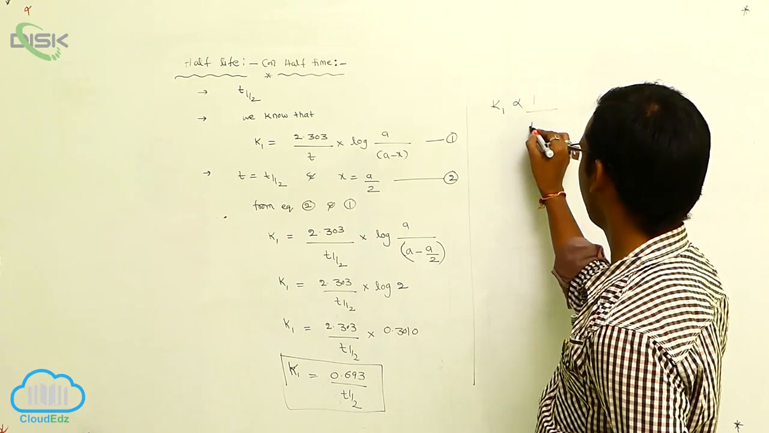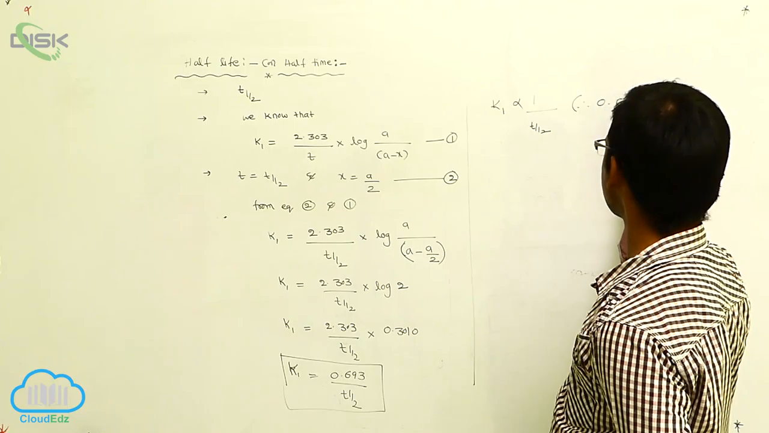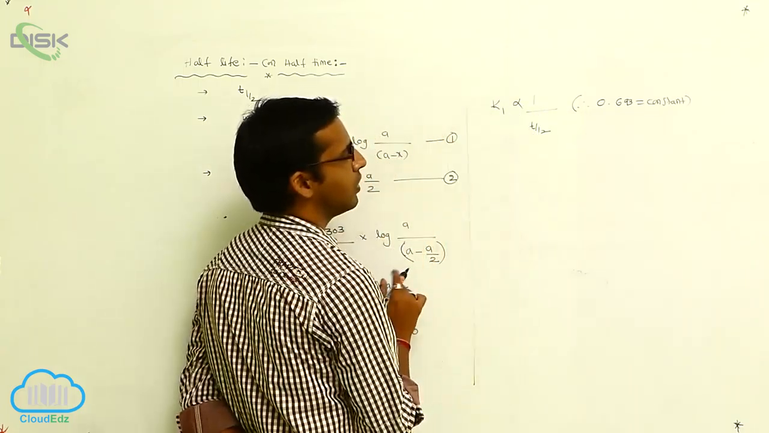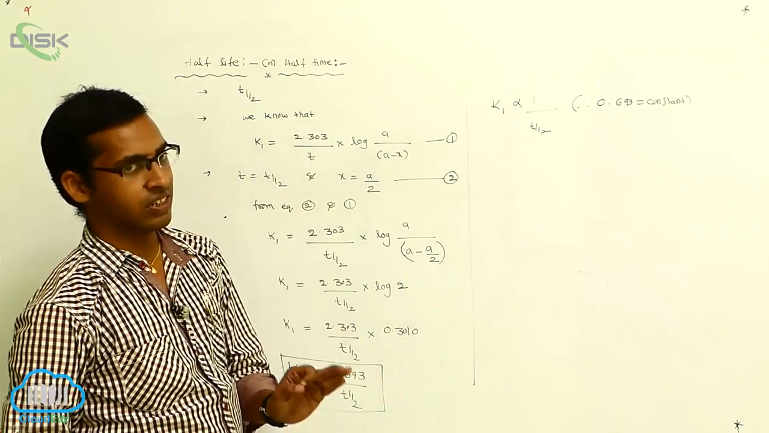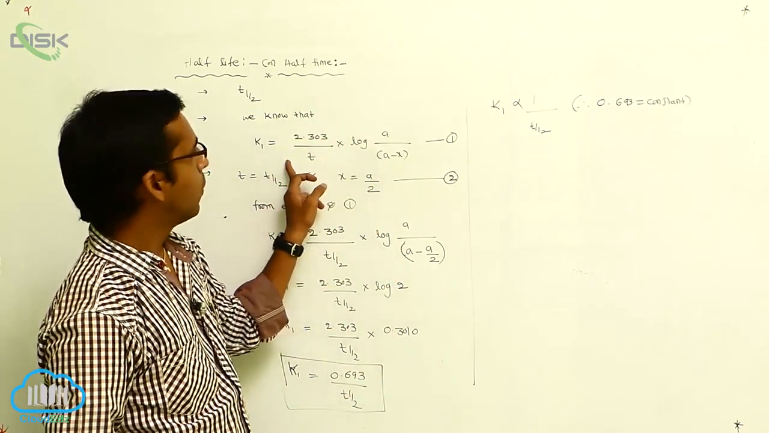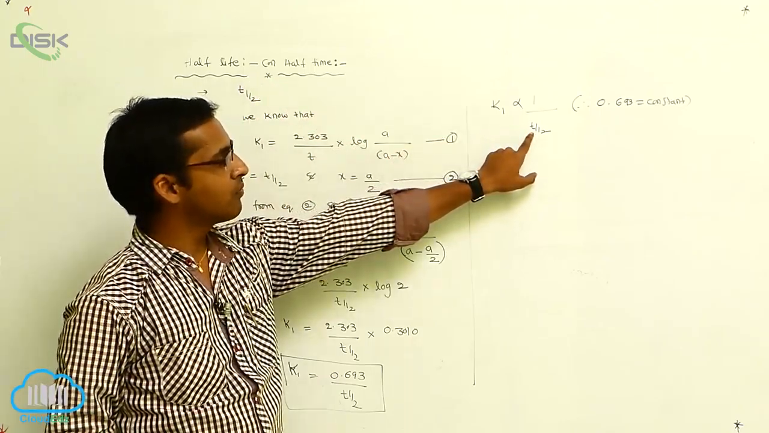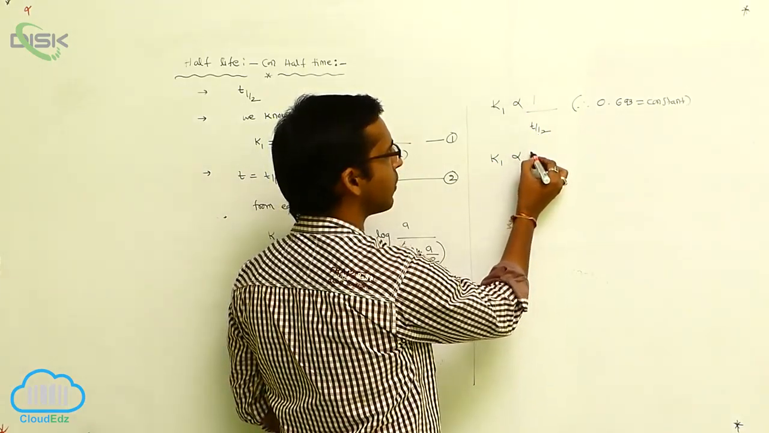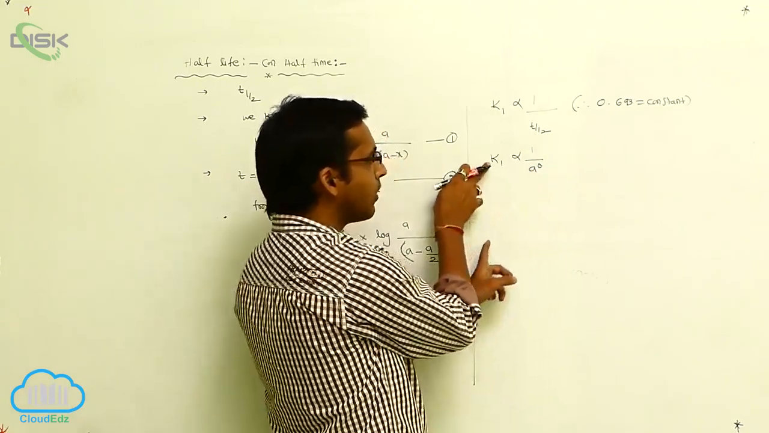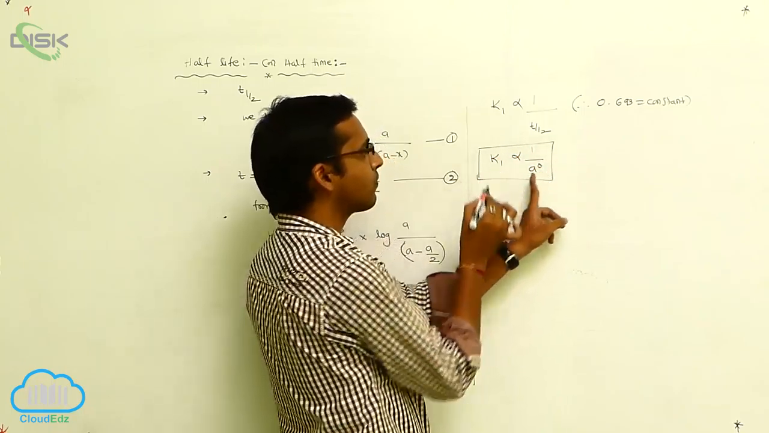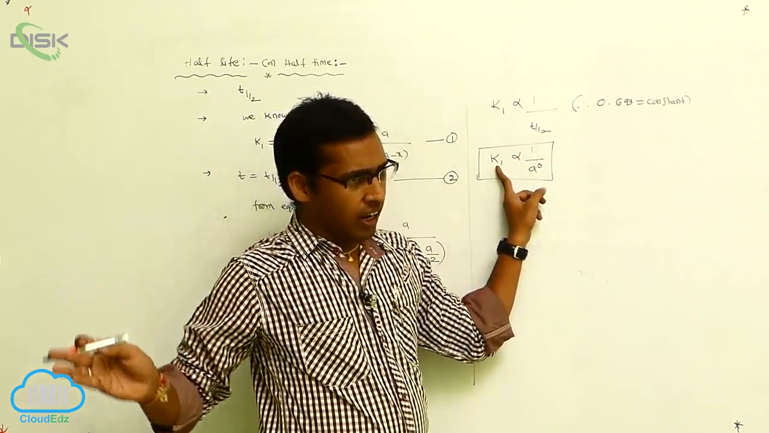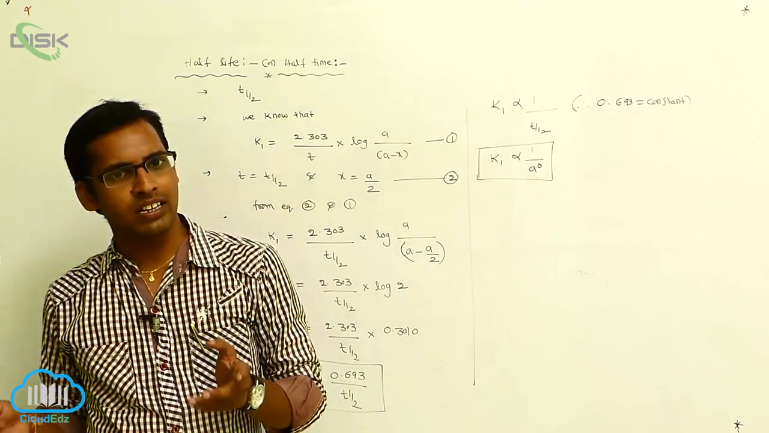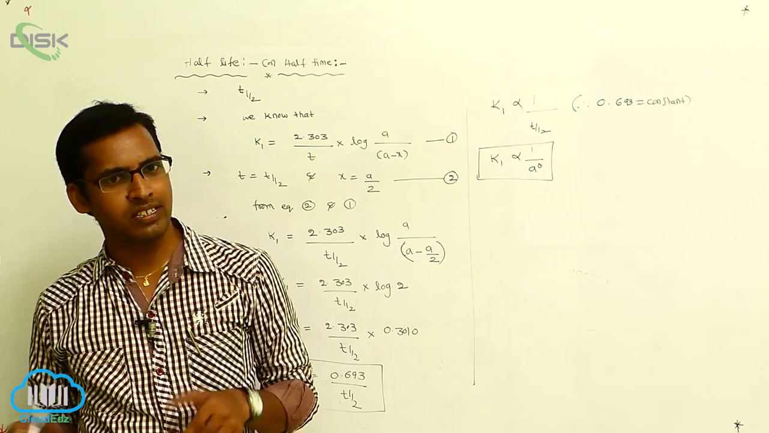So in this relation, 0.693 is a constant value. Removing the proportionality constant, we get the direct relation, k1 equals constant 1 by t half. Since 0.693 is the constant value, k1 is proportional to 1 by t half. So the first order reaction does not depend on half time. This is simply written as k1 proportional to 1 by t half, and 1 by t half is nothing but 1 by a naught.